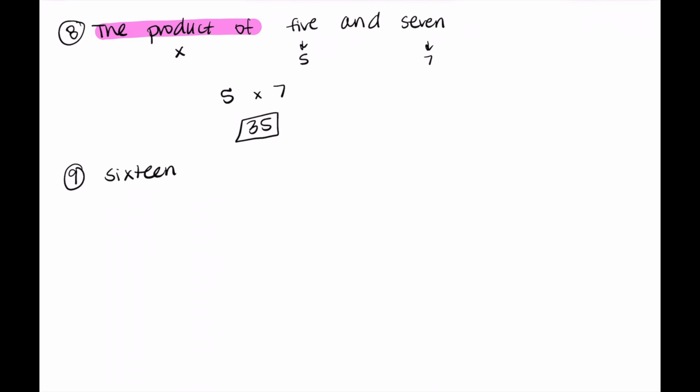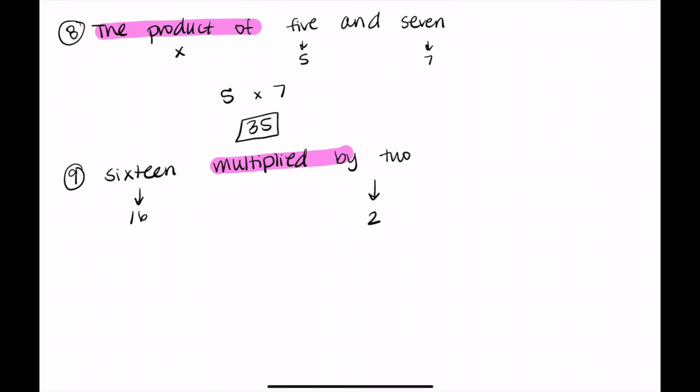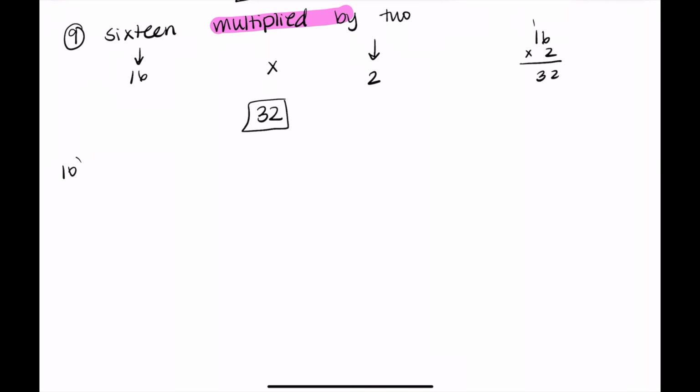For number 9, it says 16 multiplied by 2. So we know 16 would just come down. Multiplied by means to multiply, and we're going to multiply by 2. We can do it on the side here if you guys don't remember. 16 times 2, 2 times 6 is 12. 2 times 1 is 2, plus that 1 gives us 3, so 32 is our answer for number 9. And now we'll move on to our last practice problem for today.